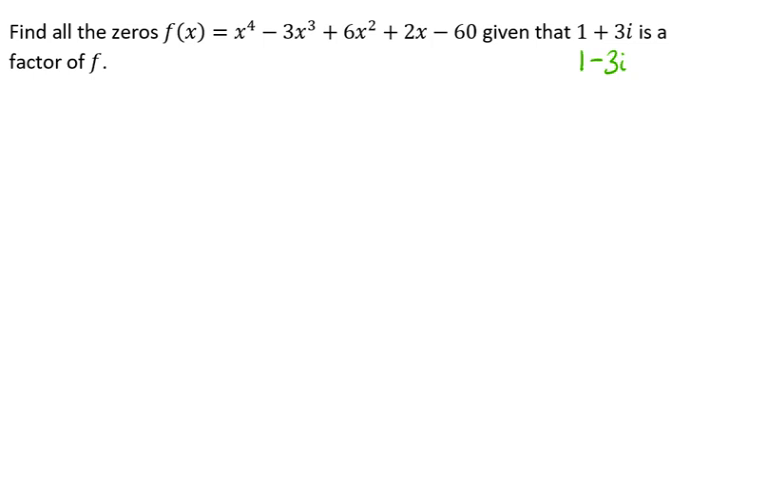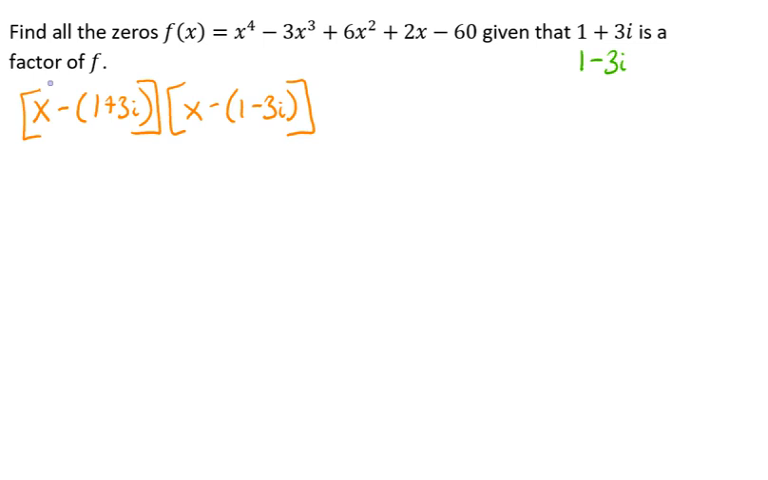So first, we're going to start off by writing those as factors. So we're going to have x minus 1 plus 3i in factored form times x minus 1 minus 3i in factored form. And from here, we'll go ahead and FOIL those. So we'll have x times x is x squared, and then we'll have x times negative 1 minus 3i. So we'll have negative x times 1 minus 3i. Then we'll have negative 1 plus 3i times x, which will give us negative x times 1 plus 3i.